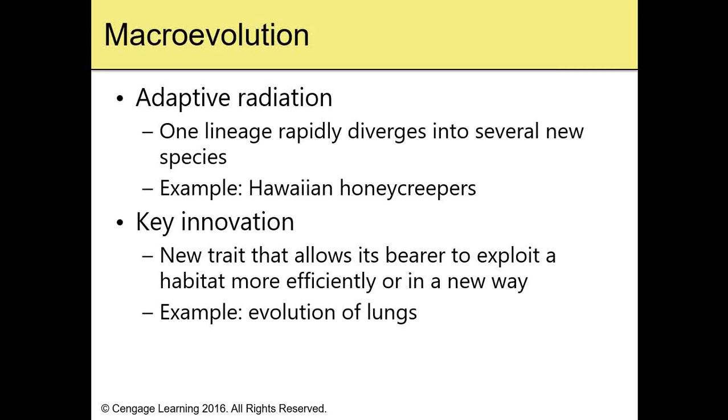And so key innovation, this is when a new trait allows its bearer to exploit a habitat more efficiently or in a very new way. The evolution of lungs is probably the most classic example of this. So now, because we've got lungs, we are not relegated to the water anymore. We can come up on land, and we can walk around and do things. And so the having of lungs enabled mammals and amphibians and lizards and all these other reptilian organisms to come out of the water and exploit the terrestrial environment, because now we're not relegated to the water for our gaseous exchange.